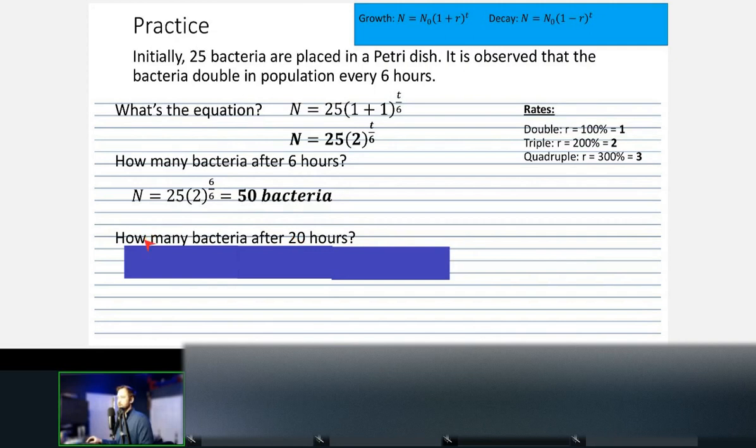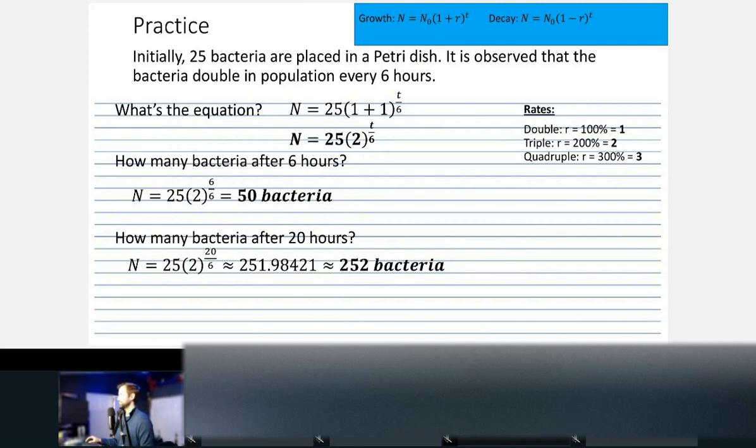Okay, now try this one. Now, how much bacteria after 20 hours? So we got 252 bacteria. Anybody else? Yeah, 252 bacteria. Pretty easy, right? Not much to it.